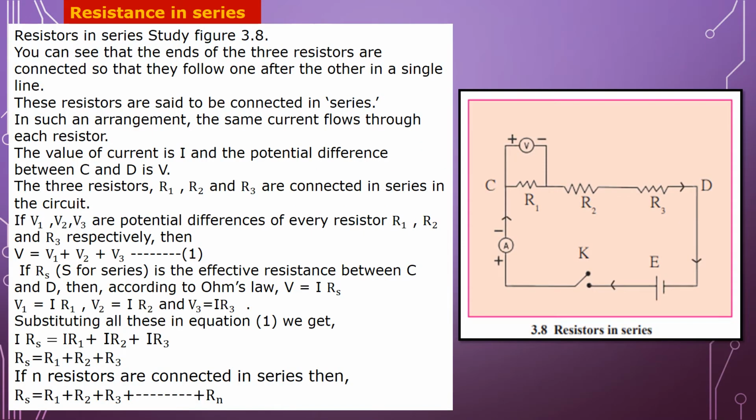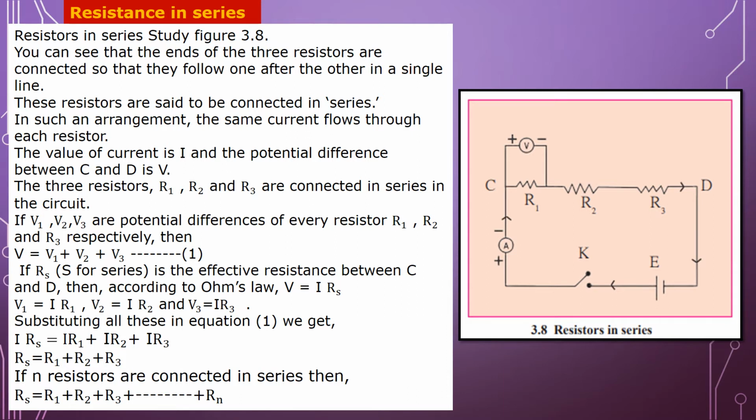Now let us see, children, resistance in series. So resistors are given in figure 3.8. You can see that the ends of the three resistors are connected so that they follow one after the other in a single line. So these resistors are said to be connected in series. In such an arrangement, the same current flows through each resistor. The value of current is I and the potential difference between C and D is V. The three resistors R1, R2 and R3 are connected in series in the circuit.